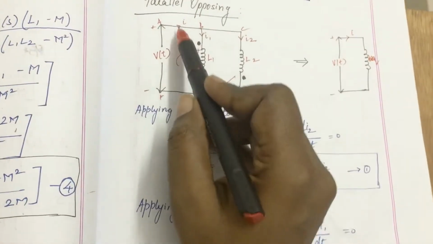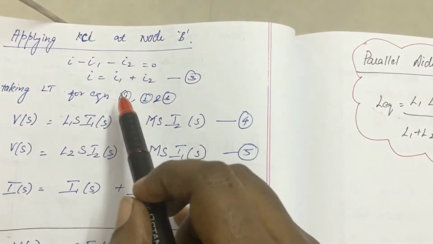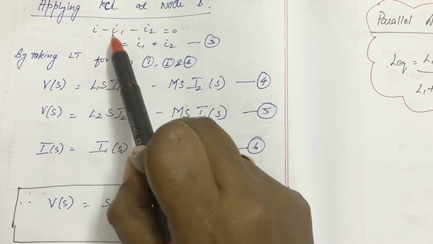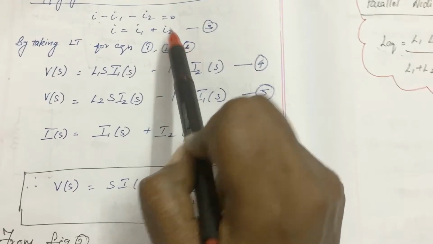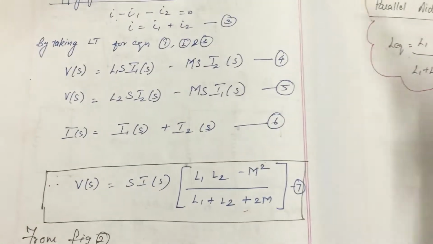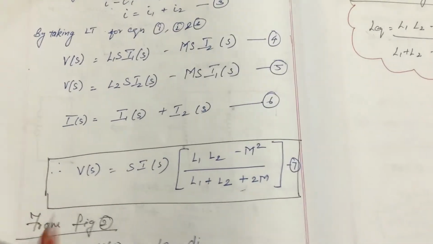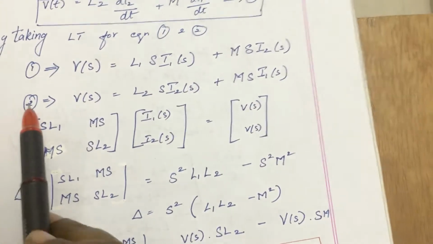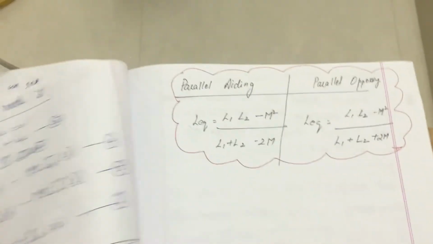But to find my total I, I have to apply KCL at node B. So by applying KCL at node B, I will get my equation as I equals I1 plus I2. So by taking the Laplace transform for all these three equations which I have obtained, I can write my equation like this. This is similar to the one which we got in our parallel aiding method.